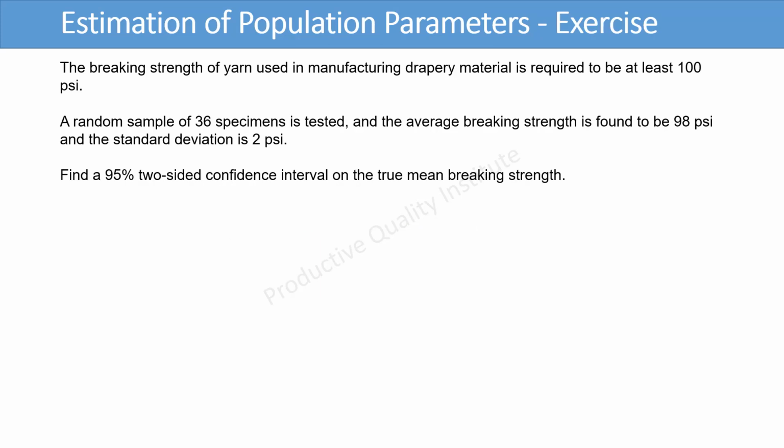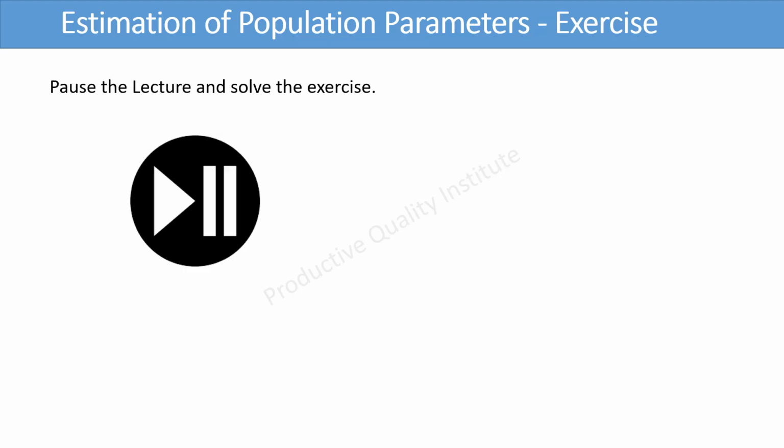The breaking strength of yarn used in manufacturing drapery material is required to be at least 100 psi. A random sample of 36 specimens is tested, and the average breaking strength is found to be 98 psi, and the standard deviation is 2 psi. Find a 95% two-sided confidence interval on the true mean breaking strength. Please pause the lecture and solve the exercise.